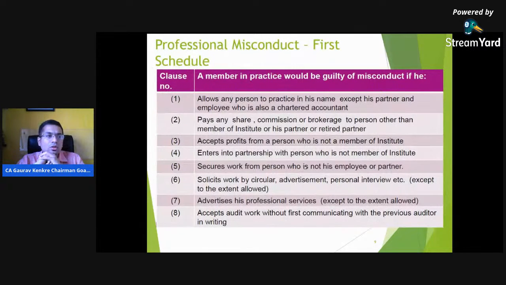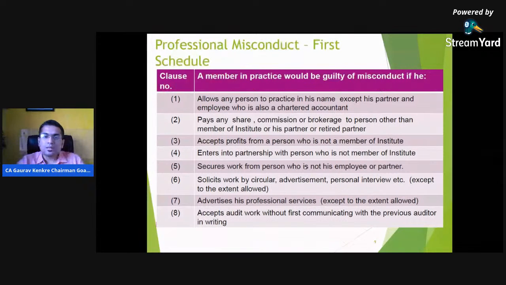So now we'll just go to the code of ethics, some of the important professional misconducts. First one is, if a member in practice allows any person to practice in his name except his partner and employee who is also a CA. So basically, if you allow someone else to sign off on your name, which is practically impossible, no one would do that. But still, this is a very basic violation of the code of ethics. Second is, if you pay any share, commission, brokerage to any person other than a CA or his partner or retired partner.